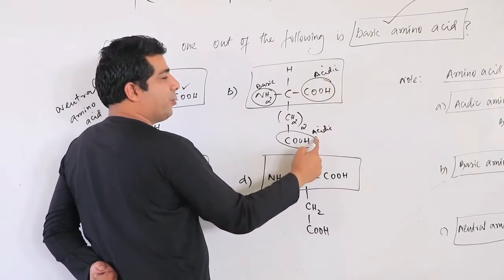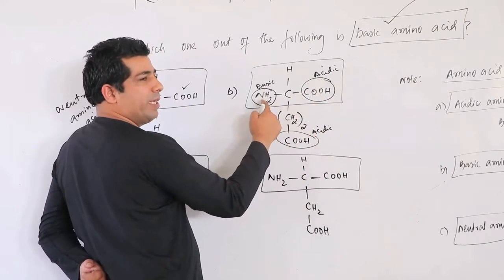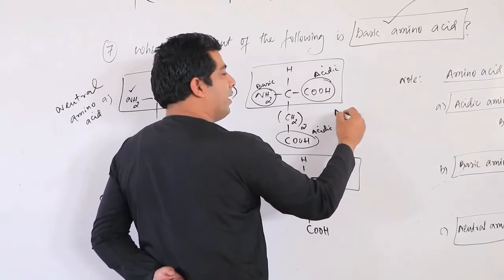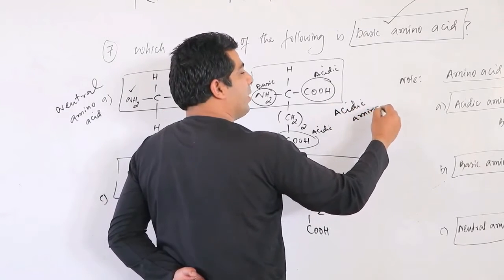So two acidic groups, one basic group. That means acidic groups are more than basic groups. So it will be your acidic amino acid.